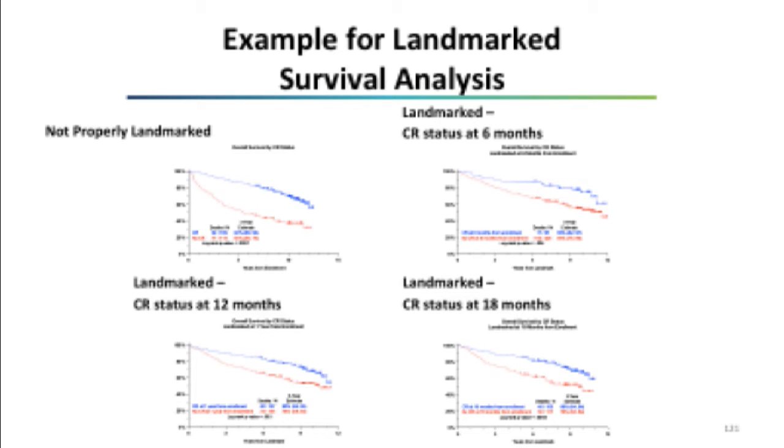And the next graph, that's what I call a properly landmarked graph. We look at 6 months in this case. Of all the patients who are still alive at 6 months, we compare patients who are in CR versus the ones who are not in CR, and you see the effect is just smaller. And that's the same as what you would see in MRD, and then these others are 12 and 18 month landmarks.